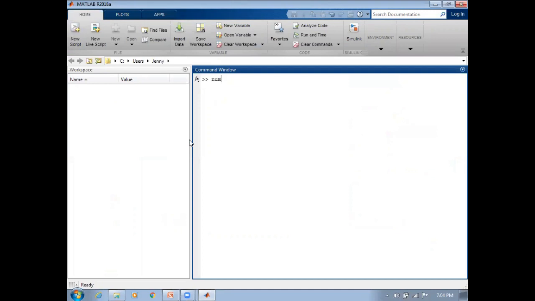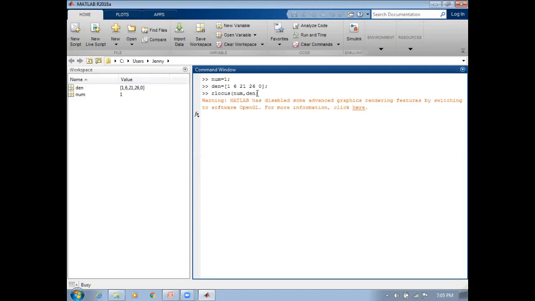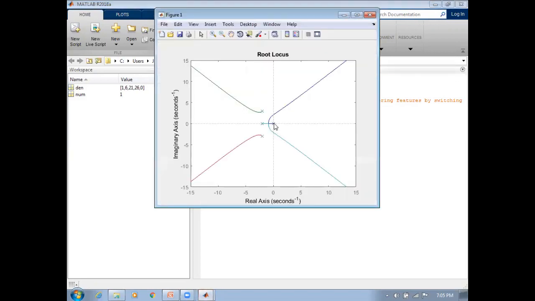In the command window, let me write the numerator polynomial, 1 in this example, followed by the denominator polynomial. We have s power 4, so the coefficient of s power 4 is 1, then 6s cube, then 21s square plus 26s, and we have a constant 0. Therefore, rlocus(num, den) gives you the plot of the root locus. The complete sketch of the root locus can be visualized here.